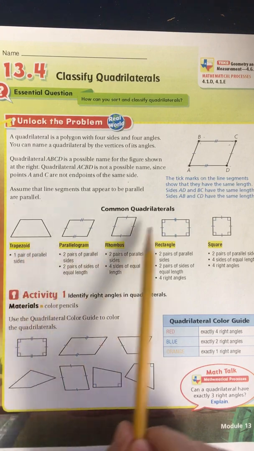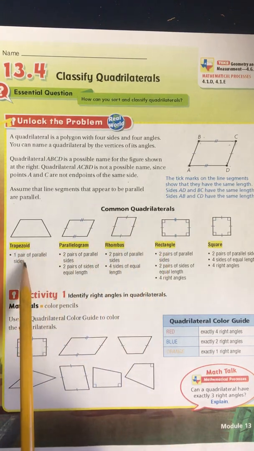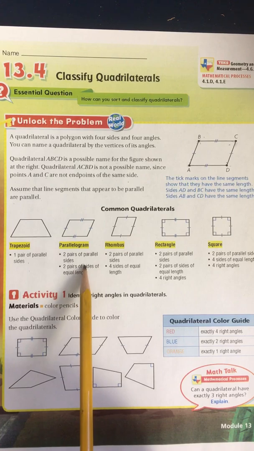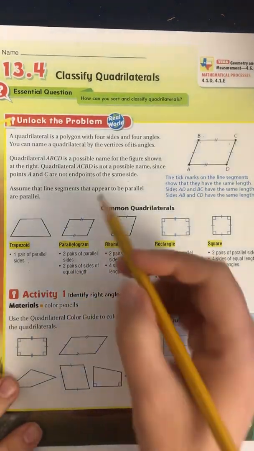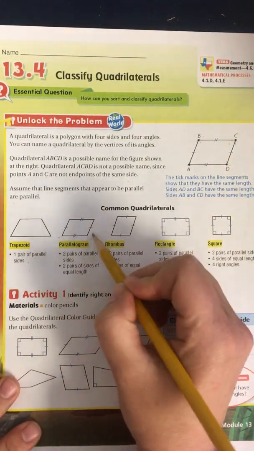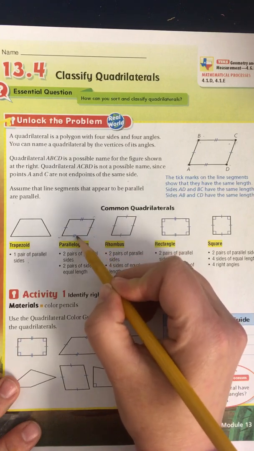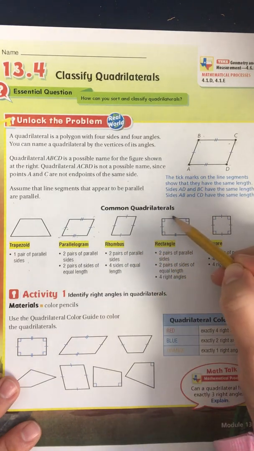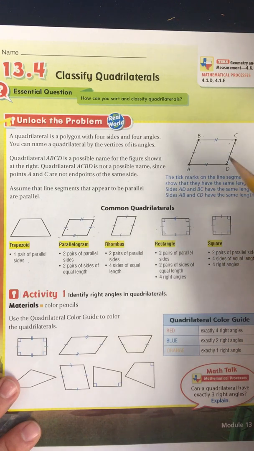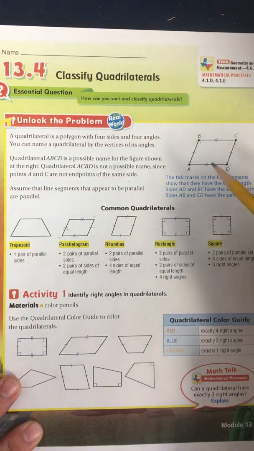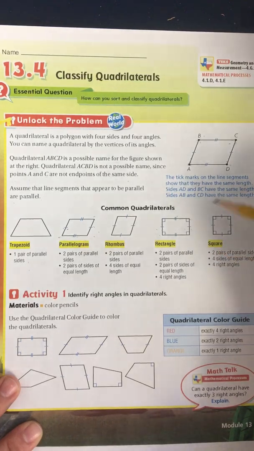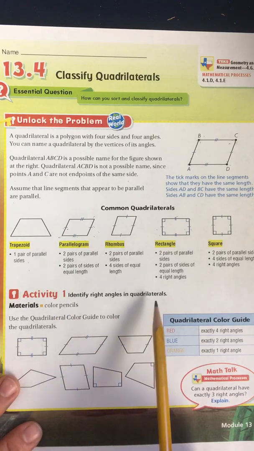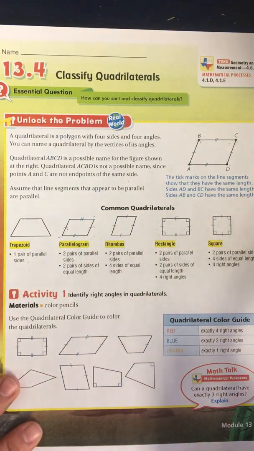So here it gives you the common quadrilaterals that we talked about. A trapezoid has 1 pair of parallel sides. A parallelogram has 2 pairs. Notice how they show you that these are the same length and these are the same length. A rhombus, all 4 sides are equal. A rectangle, opposite sides are equal, 90 degrees, and it's a parallelogram. It has 2 pairs of parallel sides. And a square.